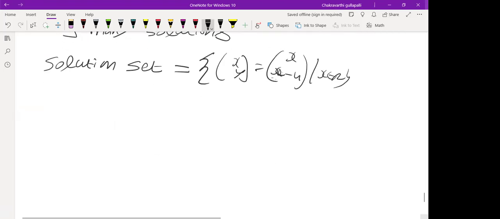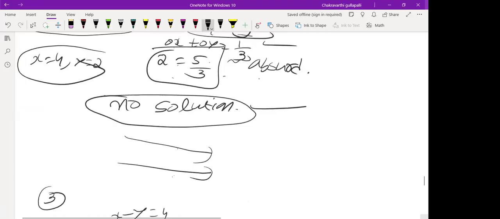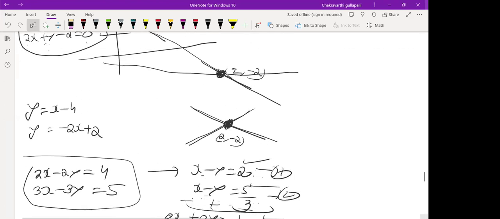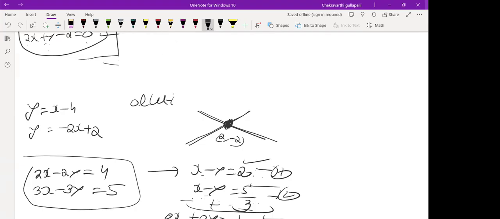Okay. Now, this is the solution set. For this one, what is the solution set? No solutions. So what is the solution set? The set of all possible solutions. No solution at all means the empty set. Right. Here, how many solutions? One solution. So what is the solution set for this?